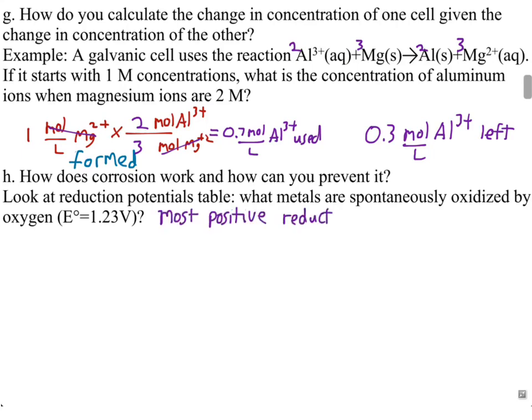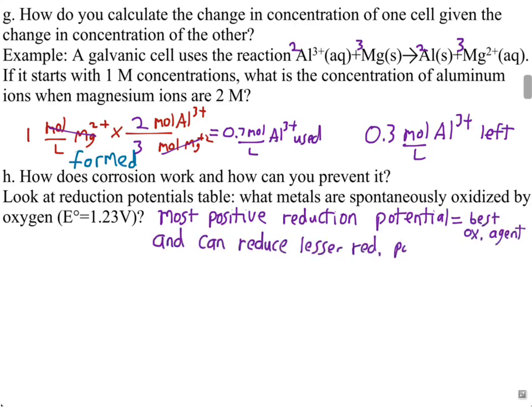So at the top, see how the reduction potentials are the most positive. That means that it's the best oxidizing agent, because that's what oxidizing agents do, is they get reduced. So it's a reduction. They're all reductions. The ones at the top are most positive. That means most spontaneous. So they're the best at getting reduced. In other words, they're the best oxidizing agents. So they can reduce things that are not as good of oxidizing agents.